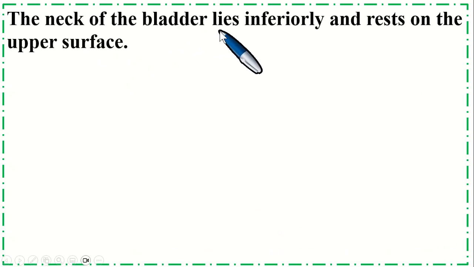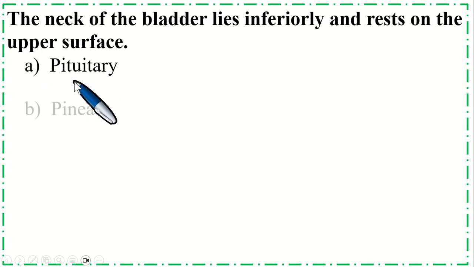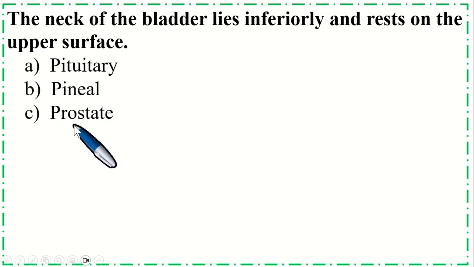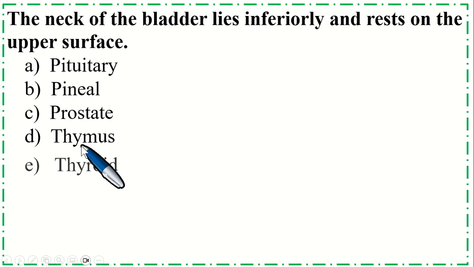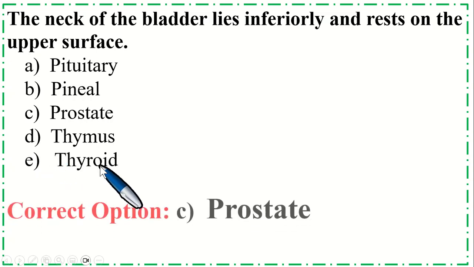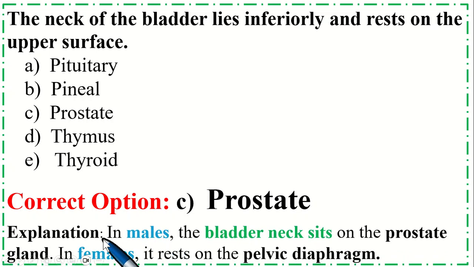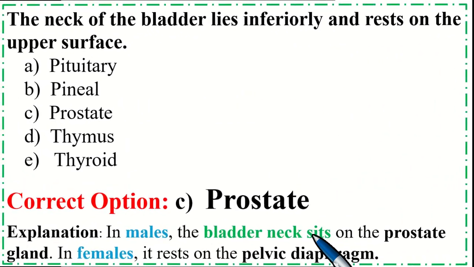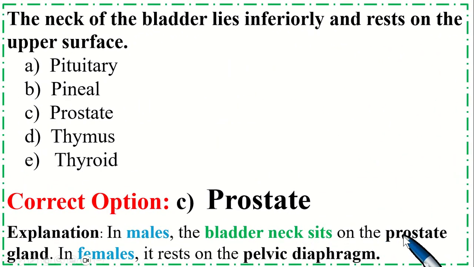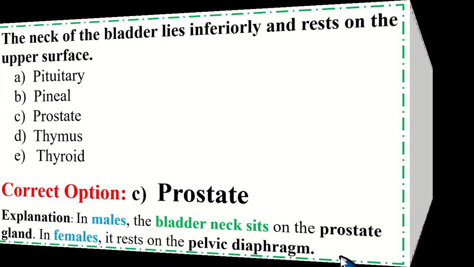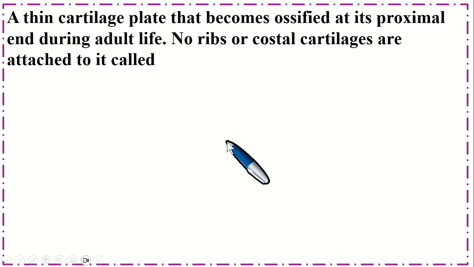The neck of the bladder lies inferiorly and rests on the upper surface of which structure? Option A pituitary, B pineal, C prostate, option D thymus, and option E thyroid. So the correct option is C prostate. Explanation: in males the bladder neck sits on the prostate gland. In females, it rests on the pelvic diaphragm. So this is a very important MCQ.